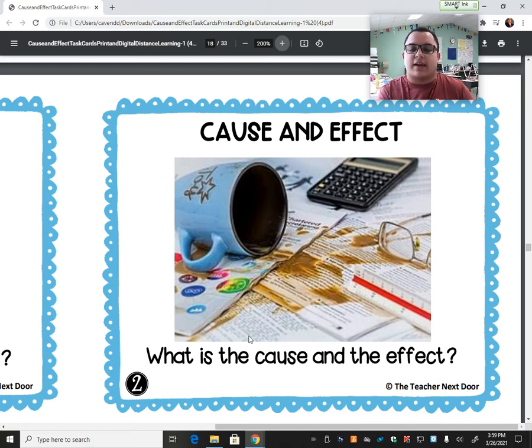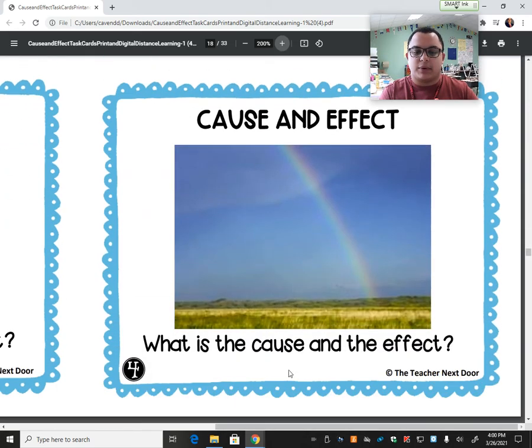Let's look at this picture. What was the cause and the effect? It looks like someone spilled coffee all over their work. What could have been the cause of spilling the coffee all over the work? Well, someone could have come in and scared them, or they could have tripped and fell and spilled the coffee everywhere. But what was the effect of someone coming in and scaring them, or tripping and falling? The effect was that they spilled their coffee everywhere. Let's do a couple more.